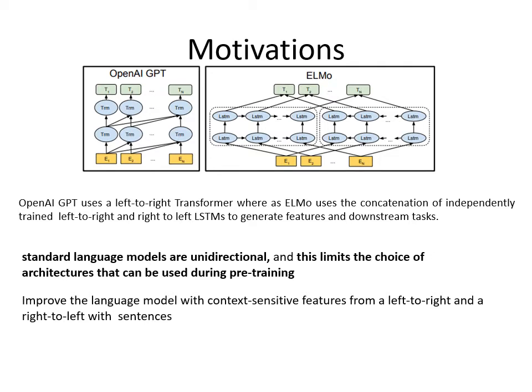The main motivation of this paper was to develop and improve the language model with context-sensitive features from left to right and right to left within sentences. Currently, language models such as OpenAI GPT use a left-to-right transformer, whereas ELMo uses the concatenation of independently trained left-to-right and right-to-left LSTMs to generate features for downstream tasks, as shown in the figure.